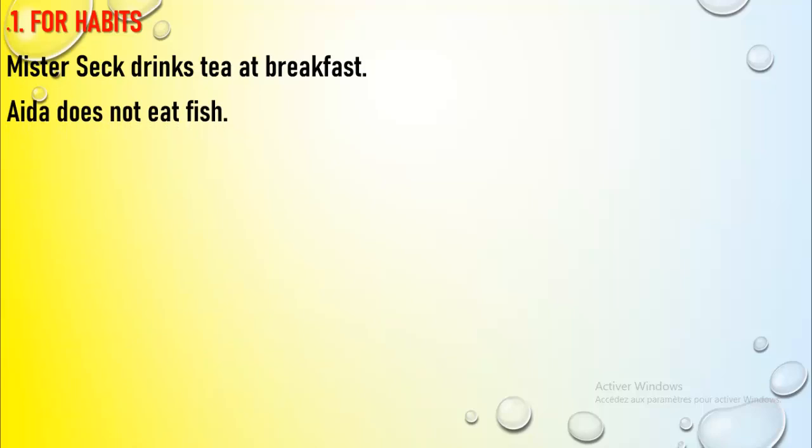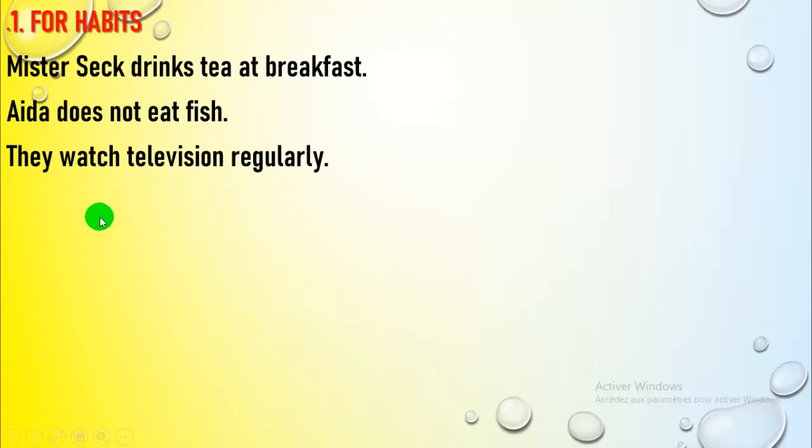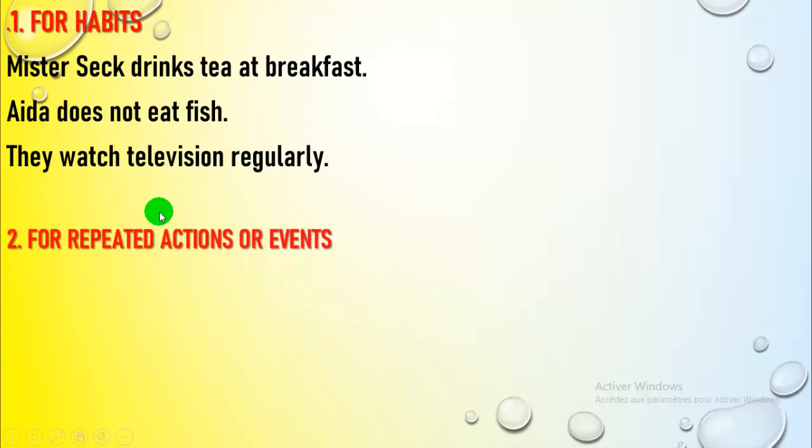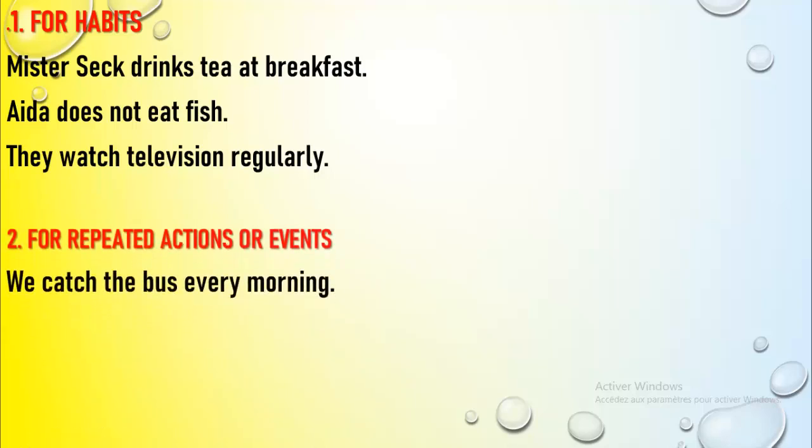Number two, Ida does not eat fish. So Ida does not have the habit of eating fish. She does not eat fish at all. They watch television regularly. Here are habit, action, repeated, regular. Repeated actions or events, the same as habit. We catch the bus every morning. We catch the bus. This is habit for us.